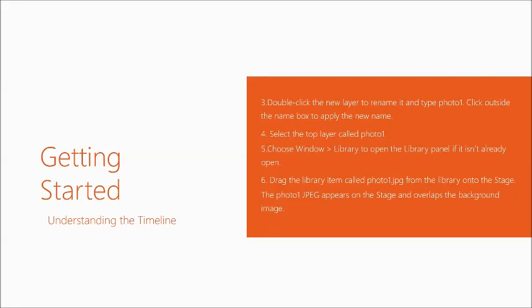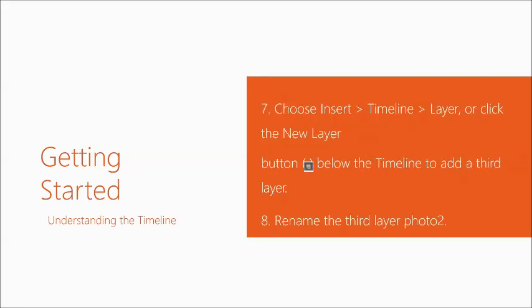Now choose Window, Library to open the Library panel if it isn't already open, and then drag the library item called photo1.jpg from the library onto the stage. The photo1 JPEG appears on the stage and overlaps the background image. Choose Insert, Timeline, Layer, or click the New Layer button below the timeline to add a third layer, and then rename the third layer as Photo 2.